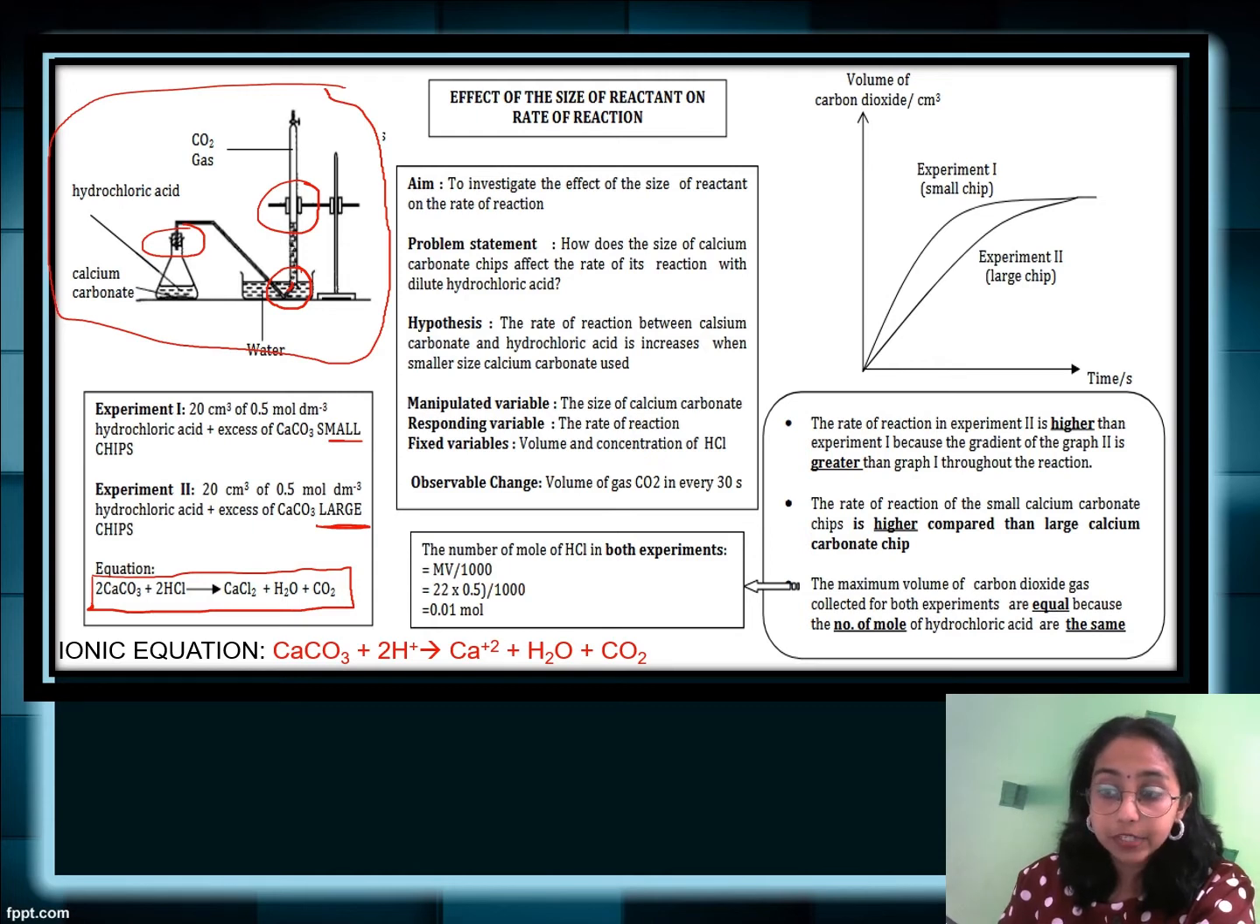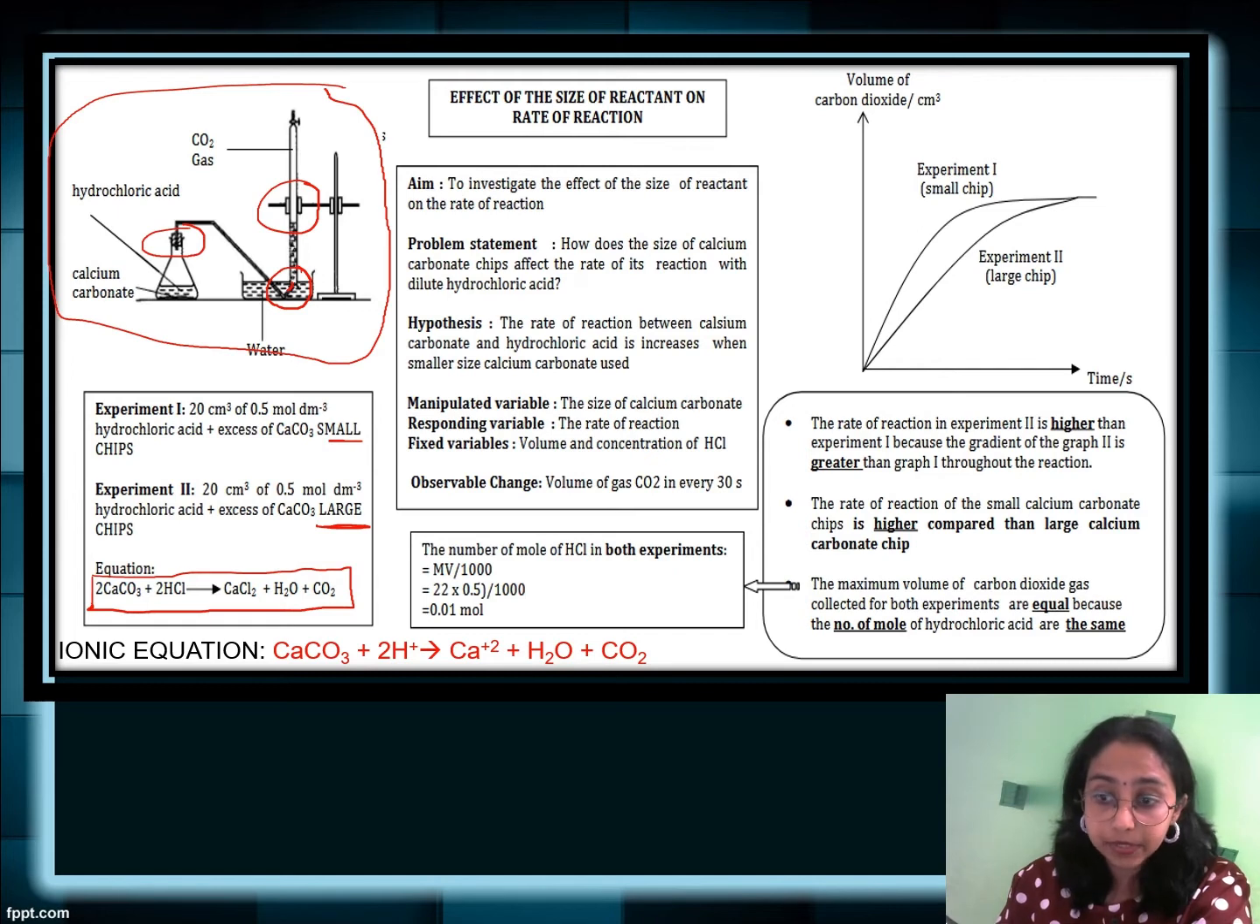This ionic equation is very important because based on this we are able to determine the particles involved in the collision based on collision theory. So that's why I say that always emphasize on ionic equation. So right now, as you can see here, calcium carbonate reacts with hydrochloric acid, right? Calcium carbonate is a solid, so there are no free moving ions. You can't split the ions. So you have to write it in the ionic equation as it is.